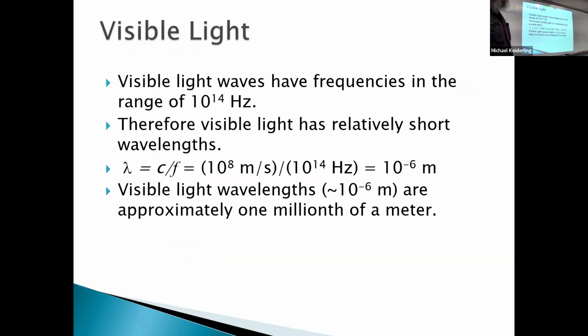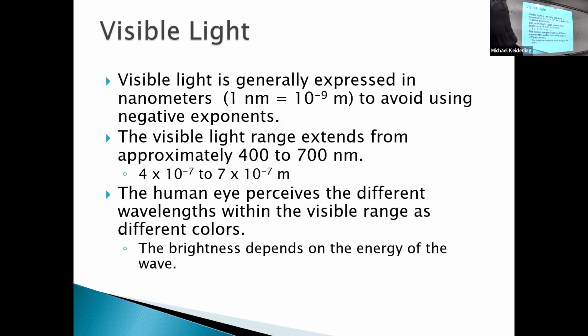Now, visible light waves have frequencies in the range of around 10 to the 14 hertz. So it has relatively short wavelengths. They're nanometers, hundreds of nanometers. At the high end, they're a millionth of a meter, like 0.4 to 0.7 millionths of a meter. These are some rough numbers. And we generally express visible light in nanometers, and the visible light range is from 400 to 700 nanometers.